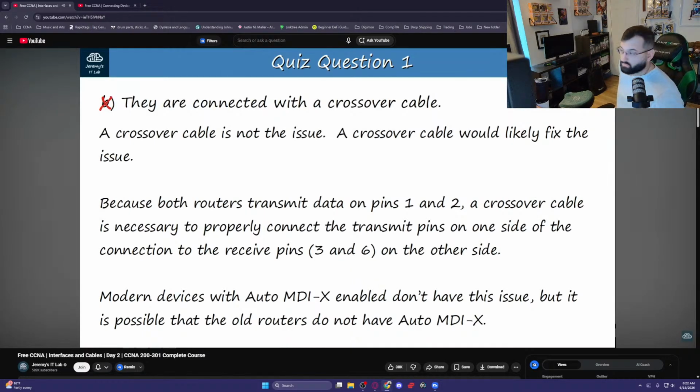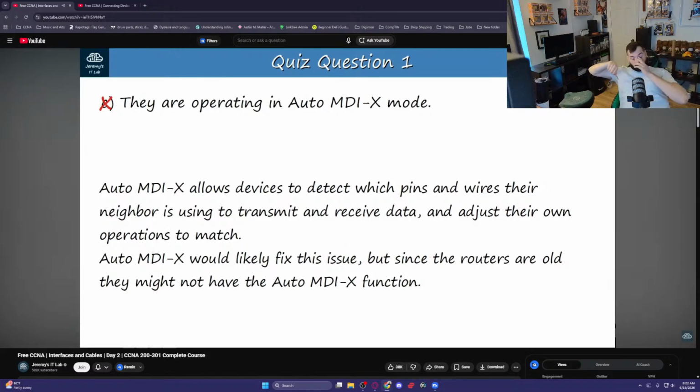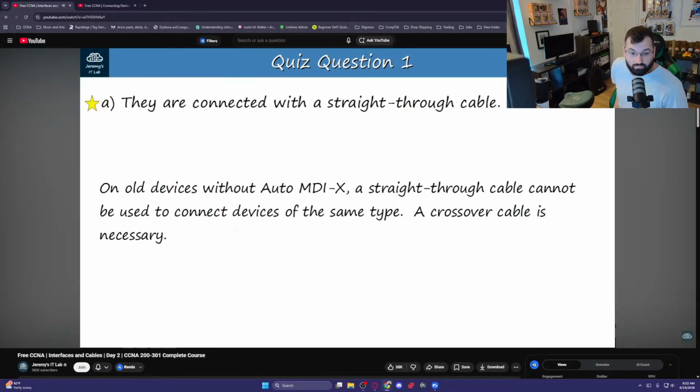Modern devices with auto MDIX enabled don't have this issue, but it is possible that the old routers do not have auto MDIX. So B, they are connected with a crossover cable, is incorrect. Auto MDIX allows devices to detect which pins and wires their neighbors are using to transmit and receive data and adjust their own operations to match. Actually, auto MDIX would likely fix this issue, but since the routers are old, they might not have the auto MDIX function. So C, they are operating in auto MDIX mode, is incorrect. On old devices without auto MDIX, a straight-through cable cannot be used to connect devices of the same type. A crossover cable is necessary. So A, they are connected with a straight-through cable, is the best answer.